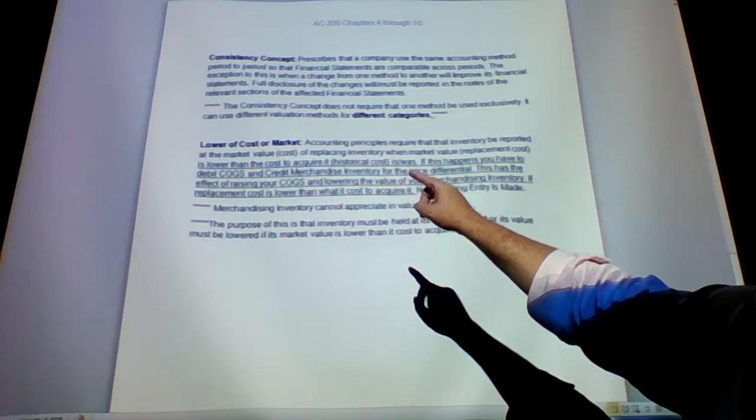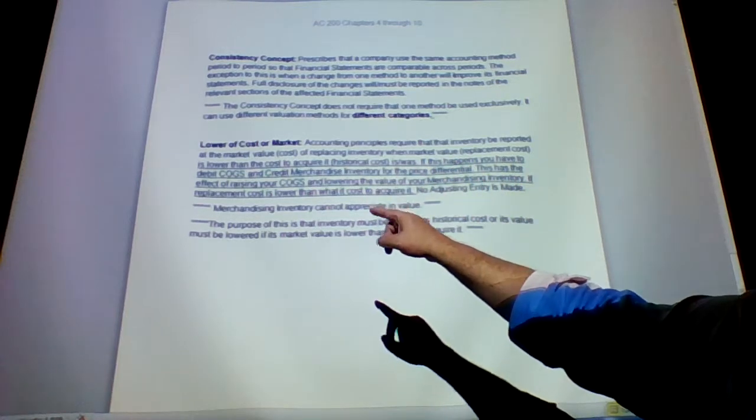If this happens, you have to debit cost of goods sold and credit merchandise inventory for the price differential. This has the effect of raising your cost of goods sold and lowering the value of your merchandise inventory if replacement cost is lower than what it cost you to acquire it. No adjusting entry is made. And reread that. If replacement cost is higher than the historical cost to acquire it, no adjusting entry is made. And down here I have some items highlighted with stars.